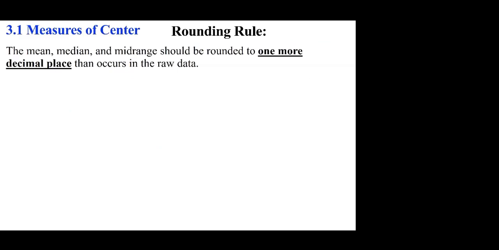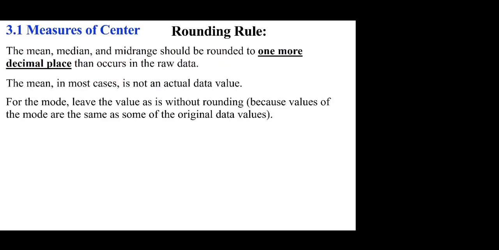Rounding rule. The mean, median, and mid-range should be rounded to 1 more decimal place than it occurs in the raw data. I want you to see something, and that is, this is the way in many texts they do it. In some texts may not follow that, but whenever you get on to do your homework and exam questions, you're going to stick with the rules they have to get credit. The mean in most cases is not an actual data value.